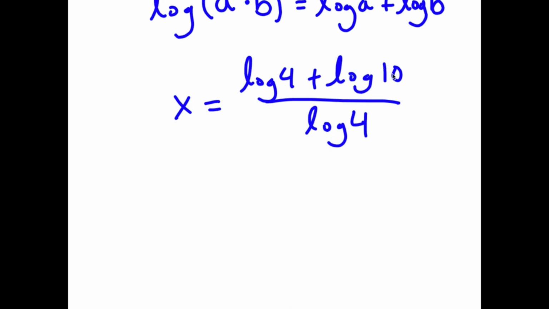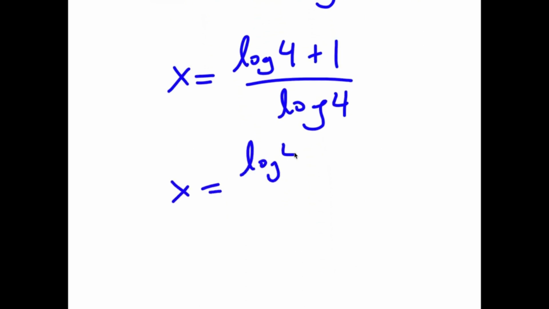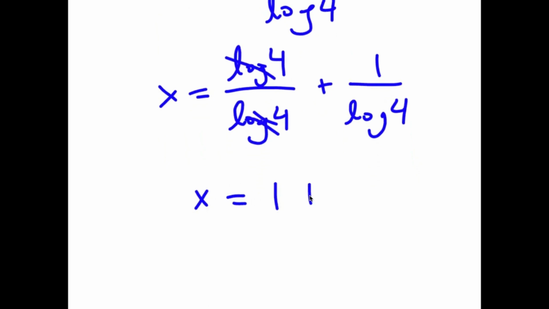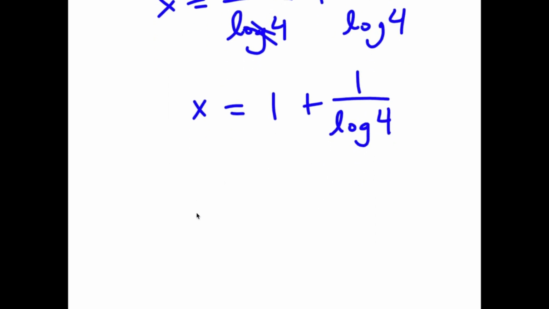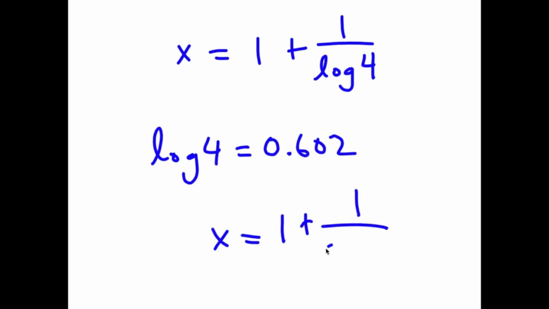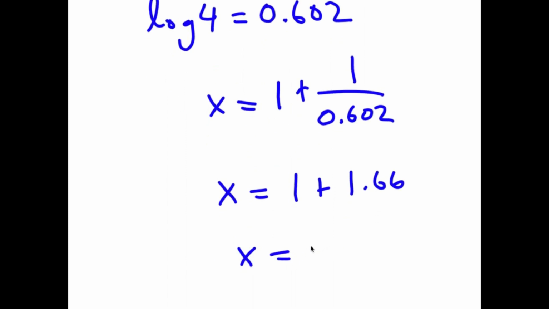And if you guys already know, log 10, that's actually equal to 1. So I have x is equal to log 4 plus 1 over log 4. Now, I can rewrite this as log 4 over log 4 plus 1 over log 4. Now log 4 and log 4, these two cancel out. So I have x is equal to 1 plus 1 over log 4. Now log 4, this is equal to 0.602. So I get x is equal to 1 plus 1 over 0.602. And 1 divided by 0.602 is 1.66. So 1 plus 1.66 is 2.66.